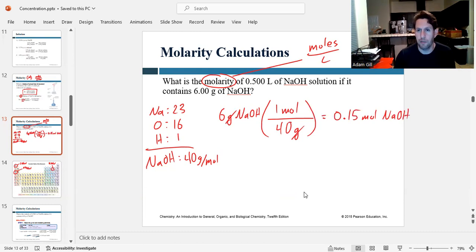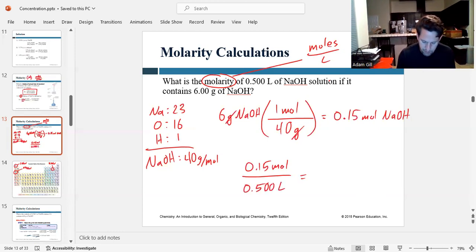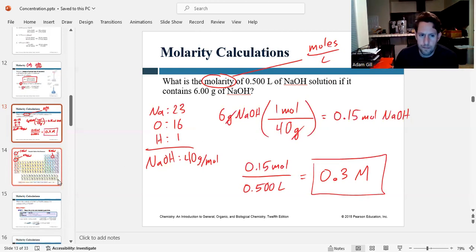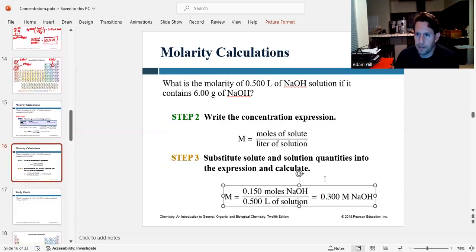Now to get molarity, we need moles per liter. So take this number here, 0.15 moles. We're going to divide it by the 0.500 liters that was given in the problem. And we should get 0.3 moles per liter, or capital M for molarity. And it looks like we did it right.